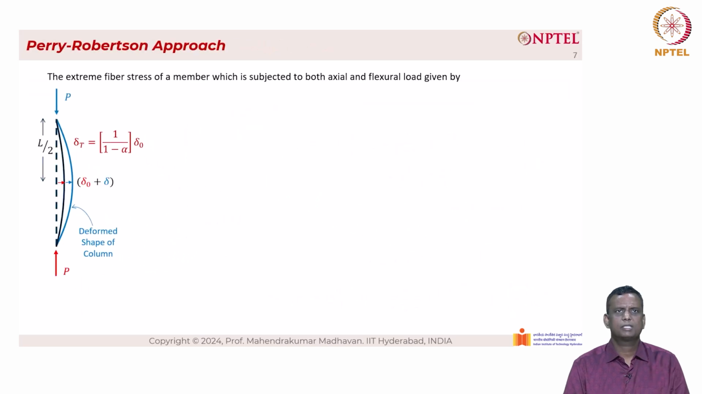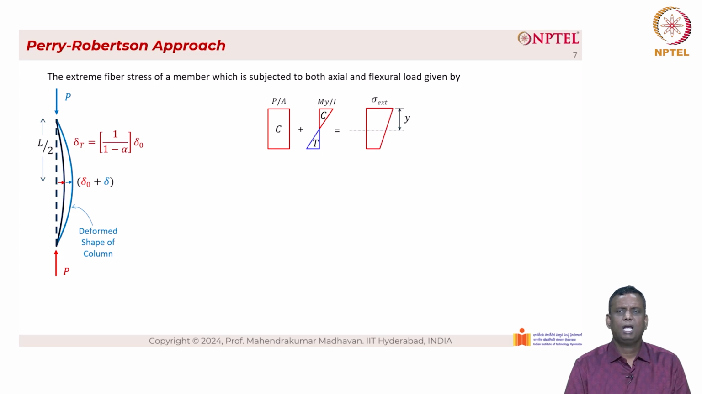The extreme fiber stress of a member which is subjected to both axial and flexural load is given by P by A plus My by I. The P by A represents the axial load and My by I represents the bending stress. When we add the two, the extreme fiber stress happens at the top, at a distance of y from the centroid of the cross section. So, the extreme fiber stress is given as P by A plus My by I.